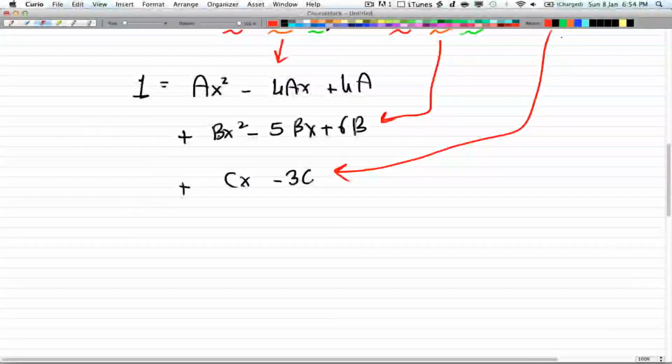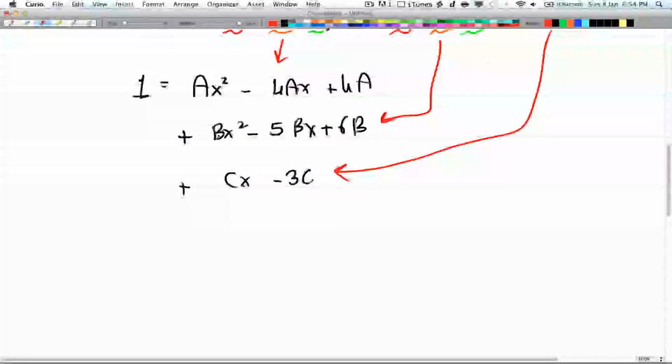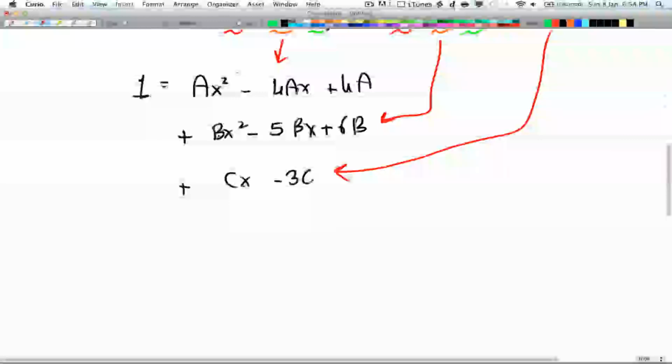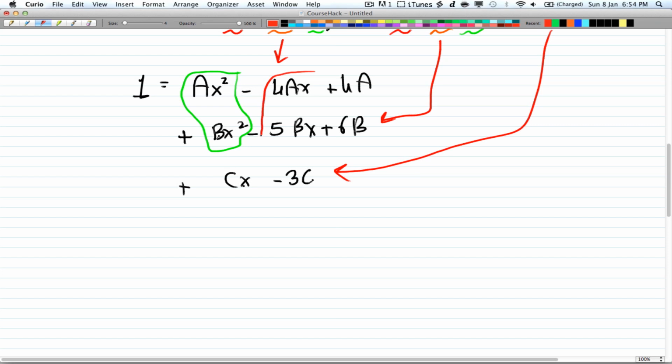Alright, so now you want to group all the x squareds, all the x's, and all the constants together. So you have those two together, and those three together, and the constants go together.